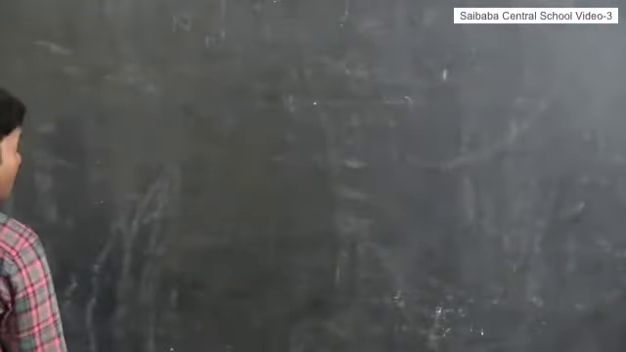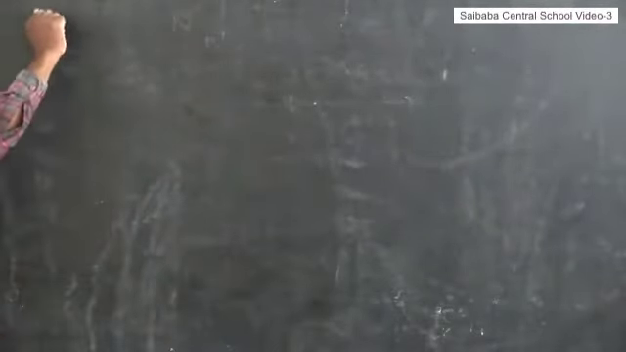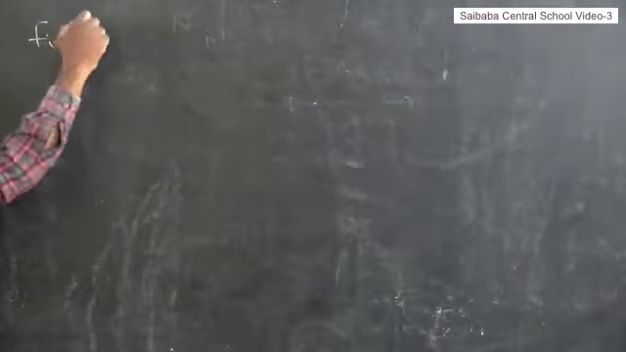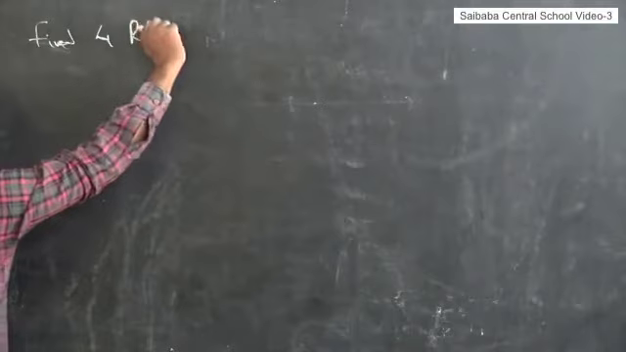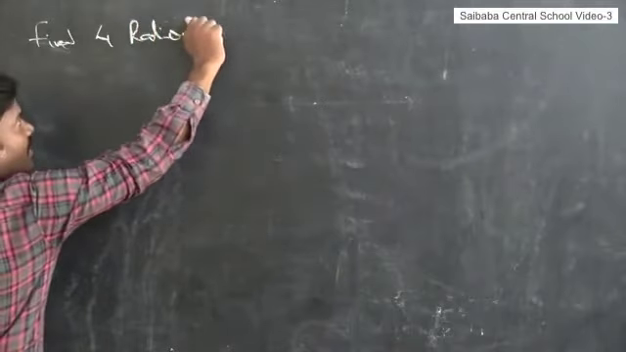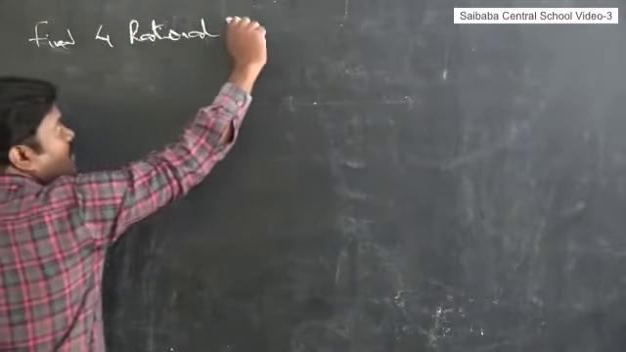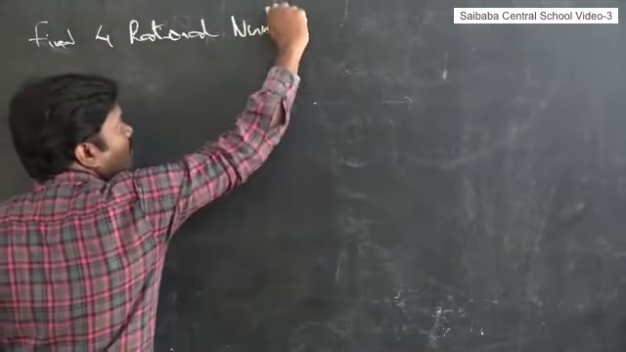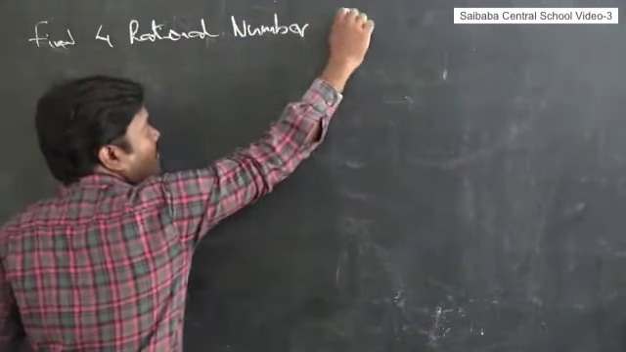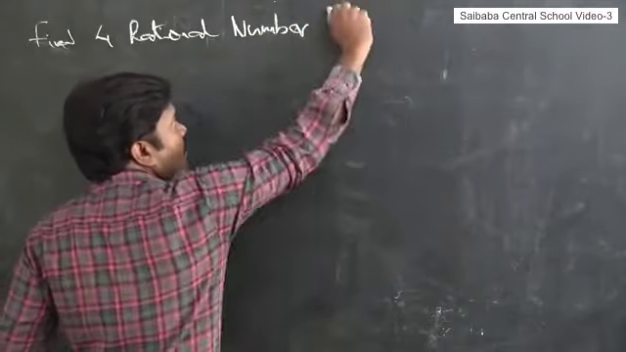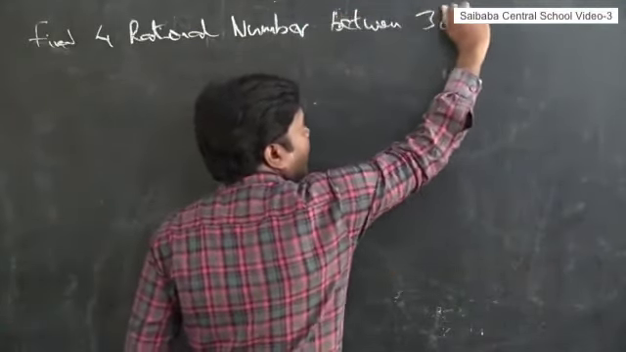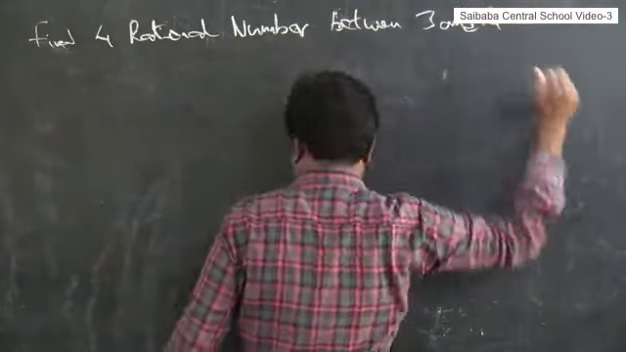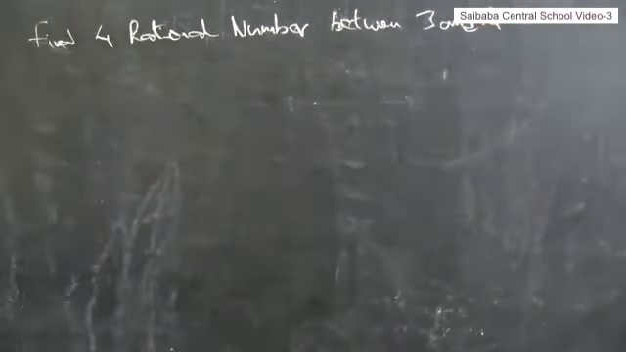Finding rational numbers. Find 4 rational numbers between 3 and 4. Already you learned this in 8th class. It is asking to find 4 rational numbers between 3 and 4.